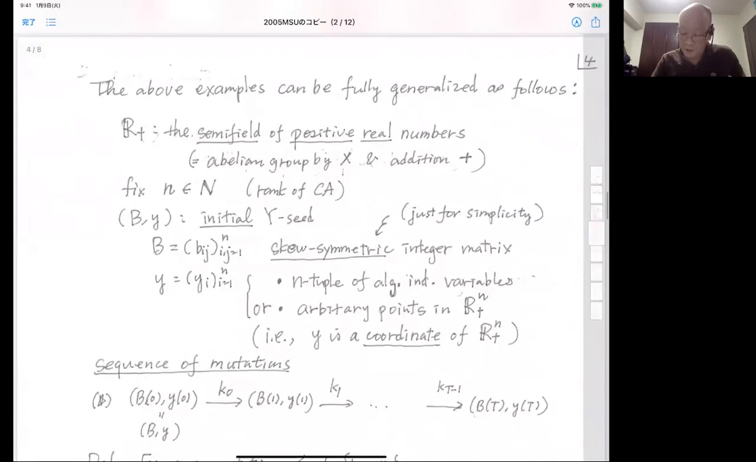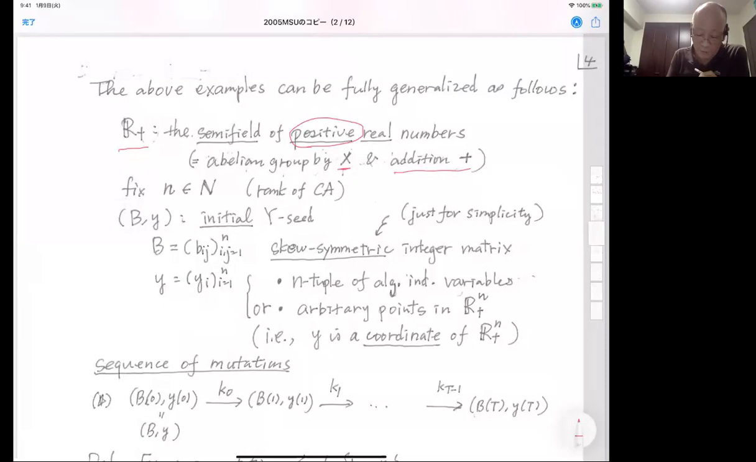So let's first consider R plus, which is the set of positive real numbers, but it has a semi-field structure by ordinary multiplication and addition. It means that first of all, it doesn't contain zero, so it's positive. And so it is an abelian group by multiplication, and also it is closed by addition. Not so by subtraction, but at least this is exactly the semi-field structure.